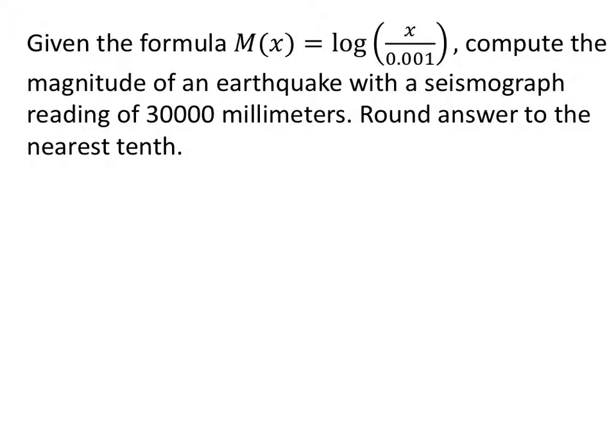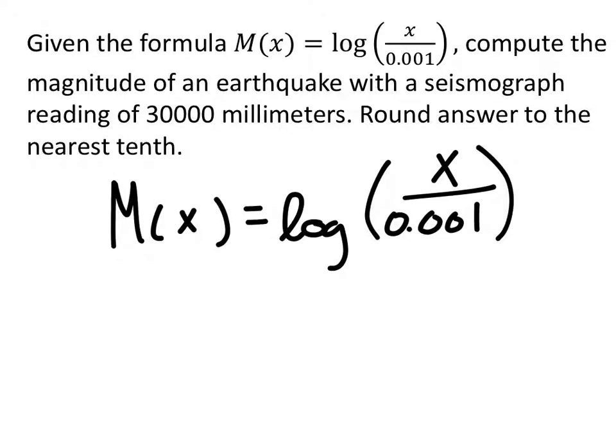So all I'm going to do is take that formula, but I'm replacing the x with 30,000 because that's my seismograph reading. Now remember, this is a function, so I need to replace the x for the M of x as well. So that'd be 30,000. And I've got 30,000 on this side as well. Maybe you guys like the comma there, maybe not, whatever. Well, that's a common log.